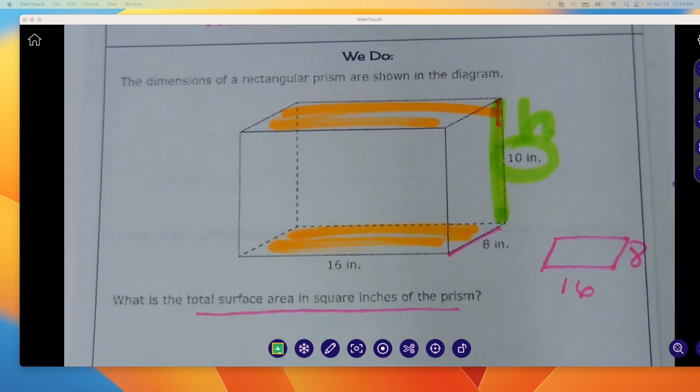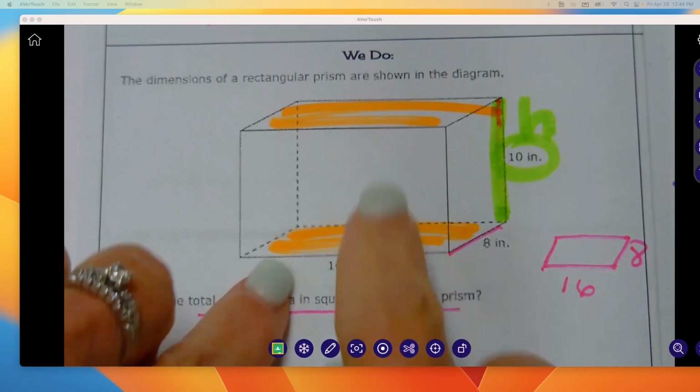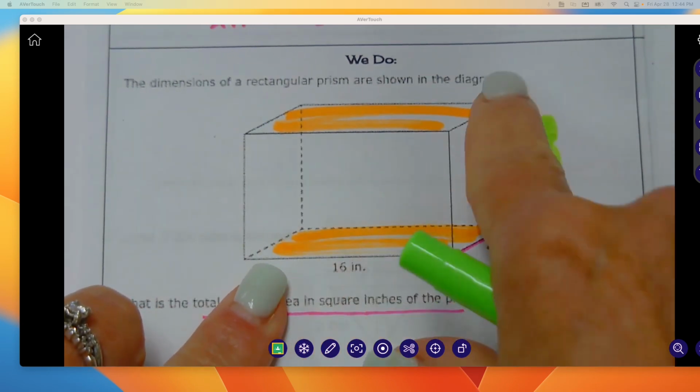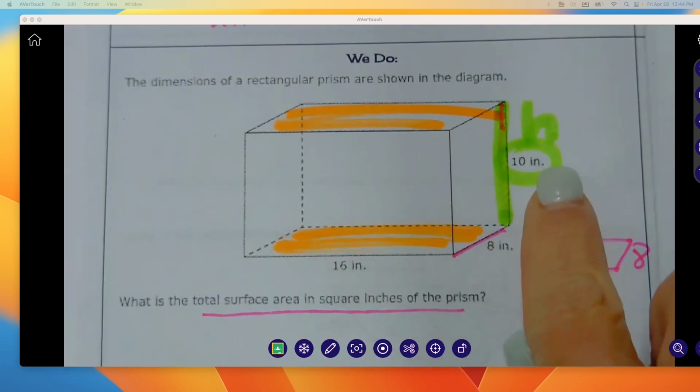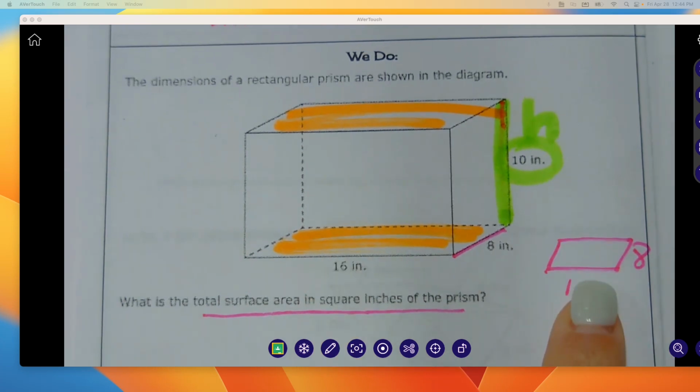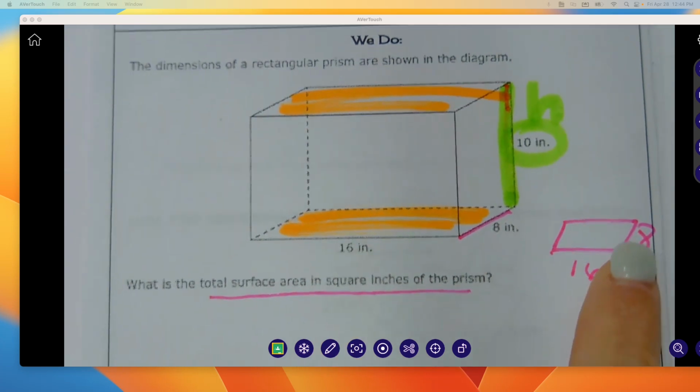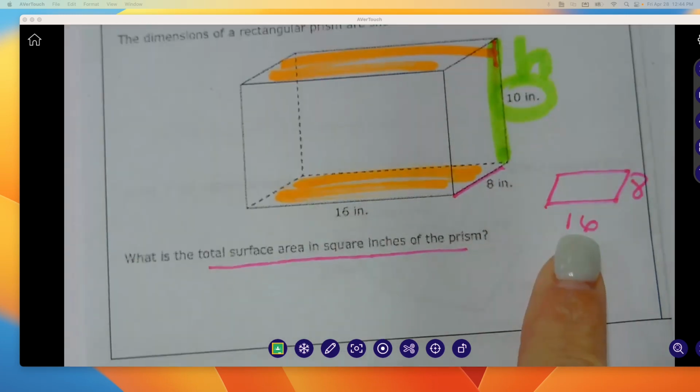Okay, now guys, I know when this is on the computer, you can't shade the bases. You can't connect the bases unless you use the tools. Okay, I want you to use the tools. Shade the bases, connect the two bases, and label it. That's the height. I want you to draw the base, and I want you to write the dimensions of the base.